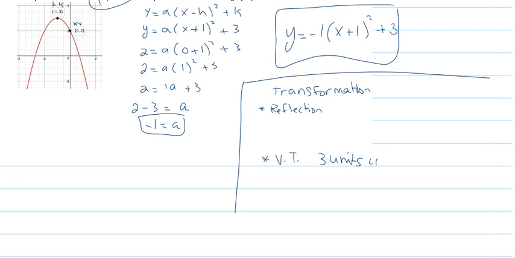And what else? Horizontal translation, 1 unit to the left, because of that +1. Perfect. So this is stating all the transformations that I have for this function. What else do you know about this function? I know the step pattern and I know the, what can I find right away? Looking at this, I can locate the vertex, which is -1 and 3. So I know that the vertex is -1 and 3.